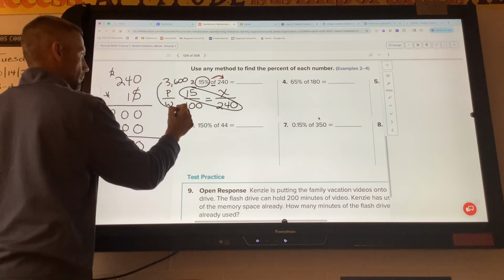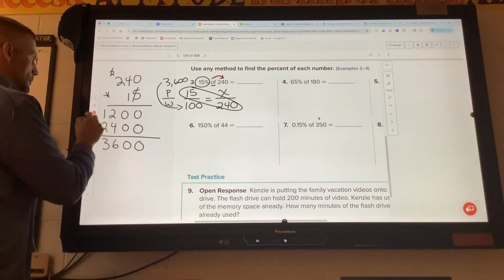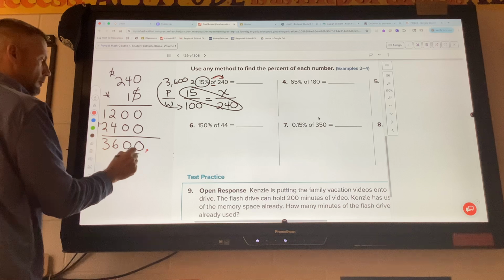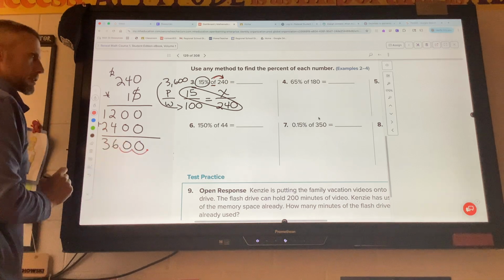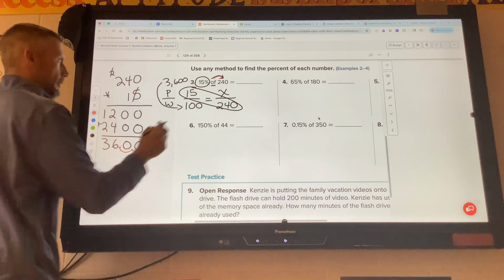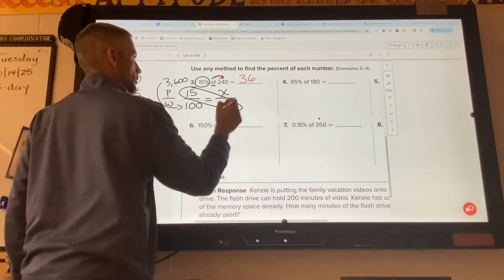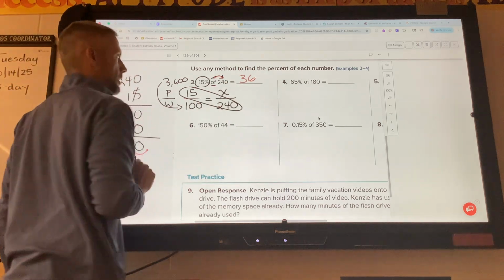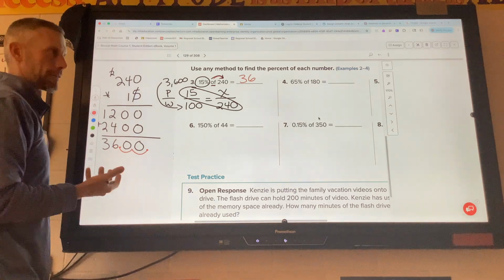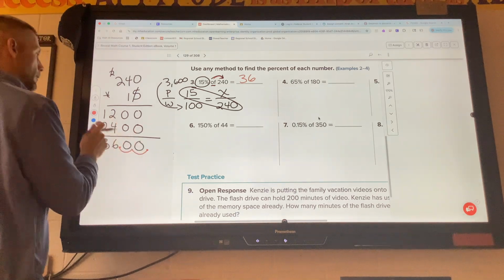Now we have to take the number we got and divide it by 100. Remember, when you take a number and you divide it by 100, you take where the decimal would be, and you move it back 2 positions to the left, and that's dividing by 100. So if you move that back, you're going to get 36. So 36 would be 15% of 240. That's called cross multiply and divide, or the butterfly method. I'll show you one more way to do it.